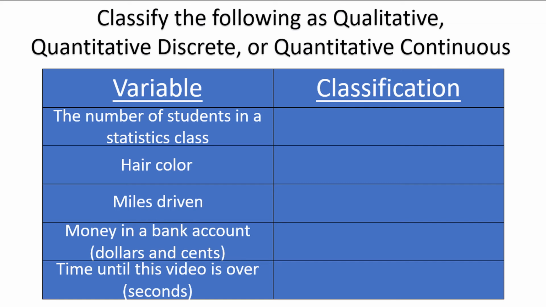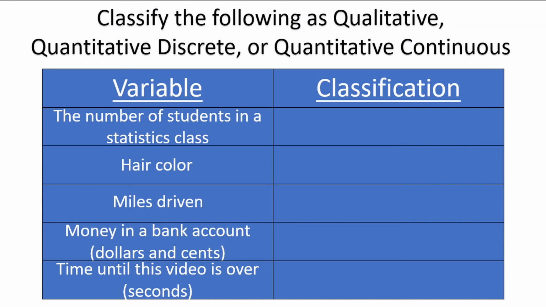Let's take a look at some examples of variables to see if you can classify them as either qualitative, quantitative discrete, or quantitative continuous. Pause the video and see if you can classify these 5 examples, and I'll be back in just a moment to discuss the answers.